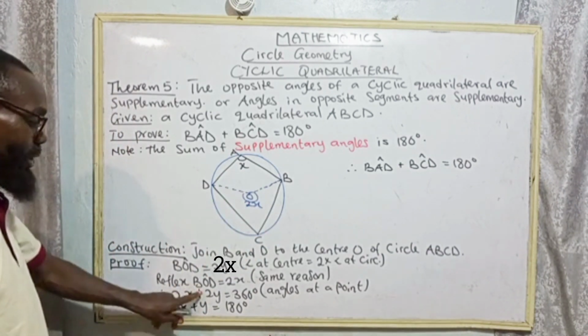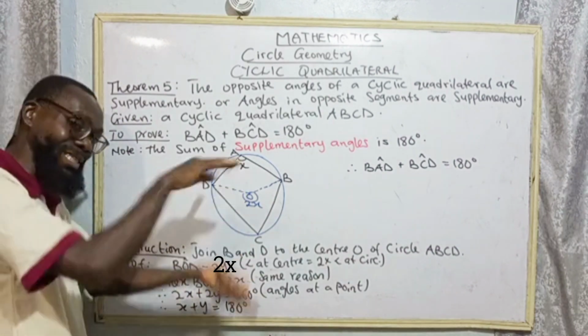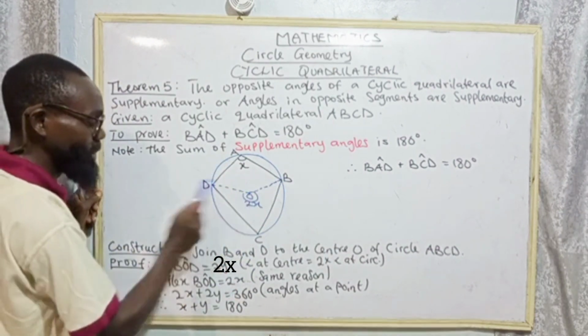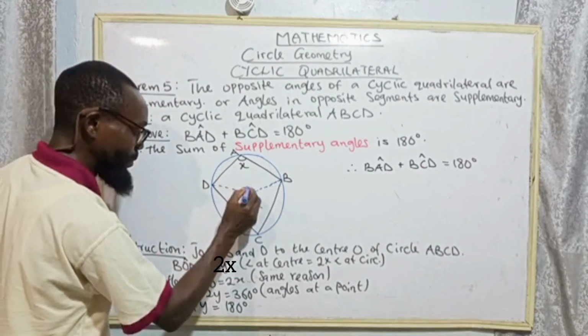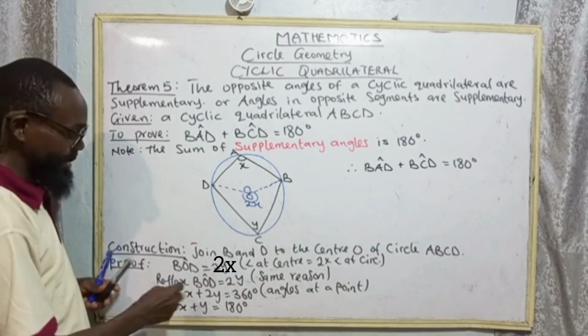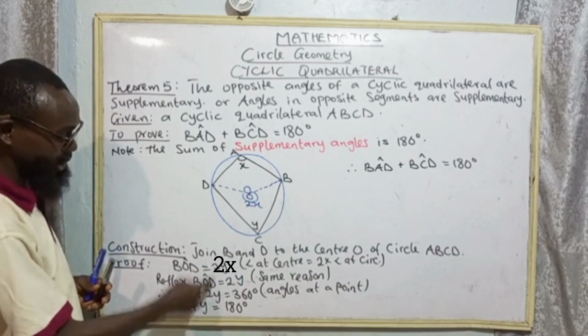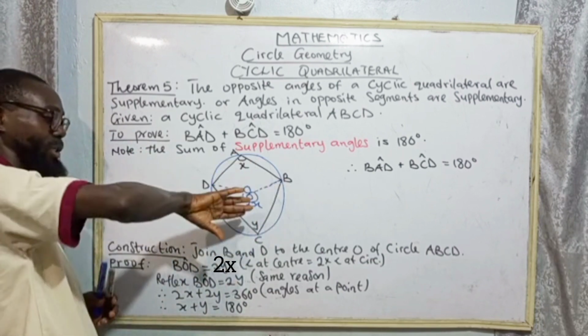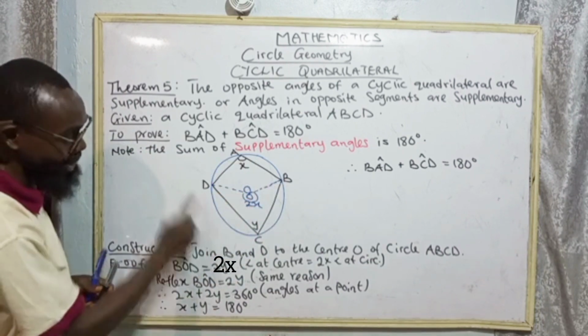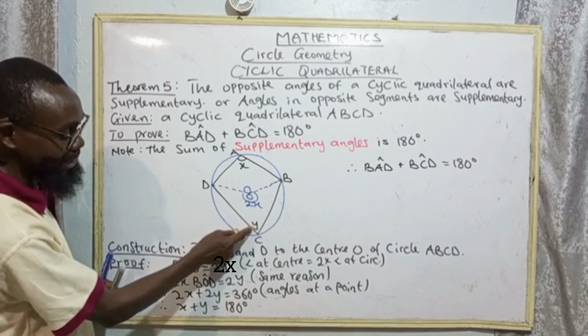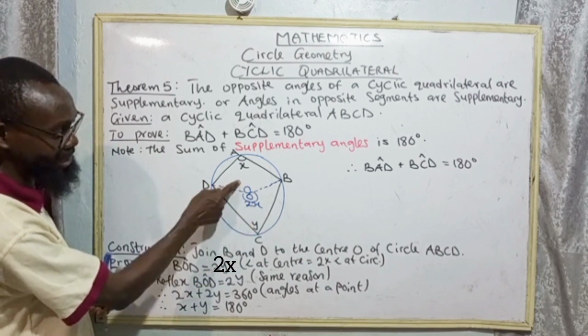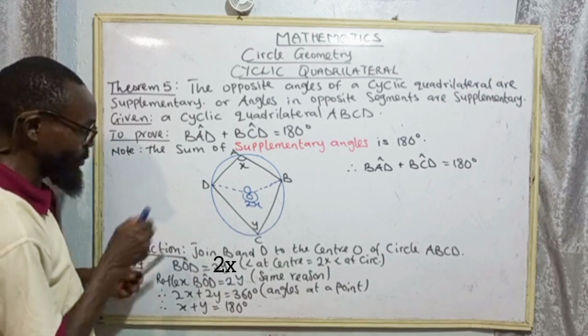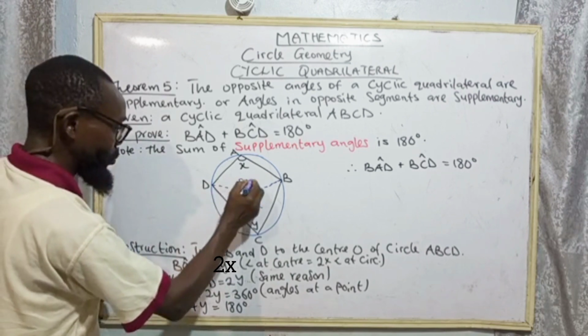Then reflex BOD. Reflex means the other side of this BOD, which means this place, reflex BOD. So the reflex is opposite of this. It's going to be 2y. When the angle here is y, the center of this angle y is this other side. So this place, we have our angle here to be 2y.